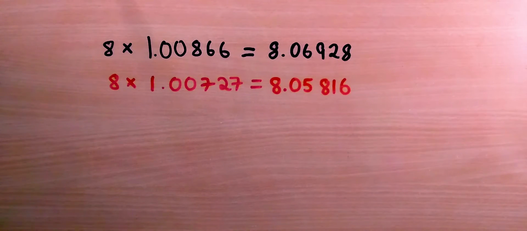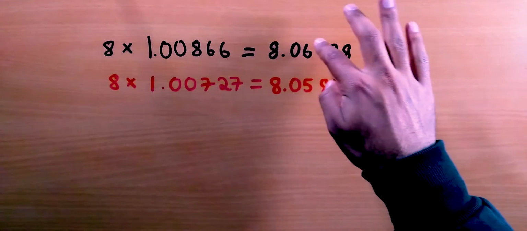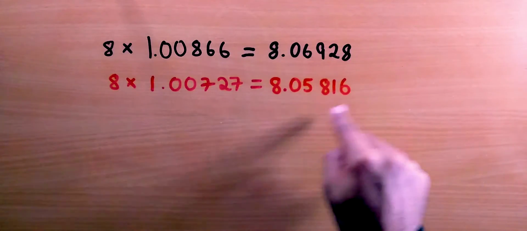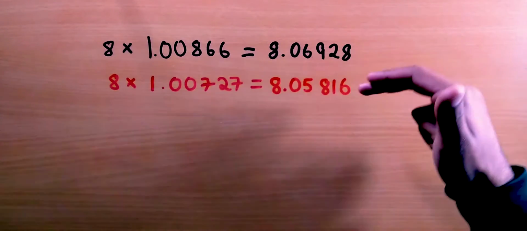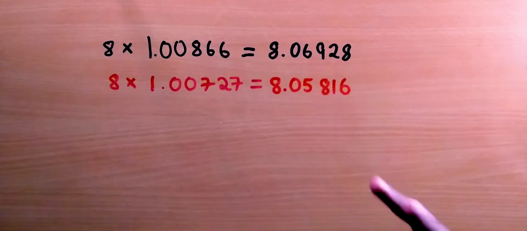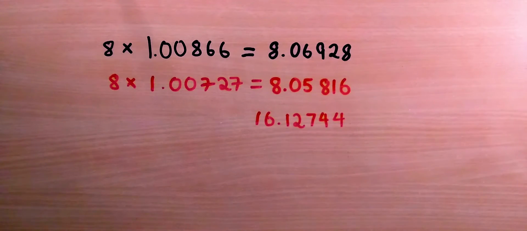So I get these values, 8.06928 and 8.05816. Yeah, and I can now add these two values together. So this number right here is the mass of all the 8 neutrons, whereas this number right here is the mass of all the protons, obviously in atomic mass units. So if I add the mass of all the neutrons and the mass of all the protons, I should get the mass of the nucleus, right? Let me try that. So here I add both of them together. So 16.12744 AMU is the expected mass of an oxygen nucleus.